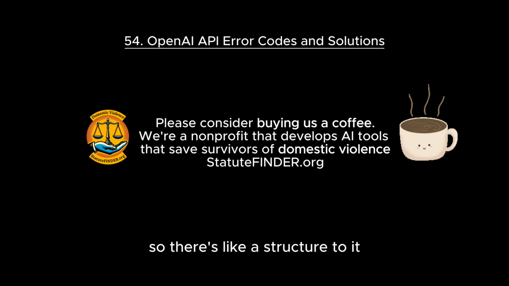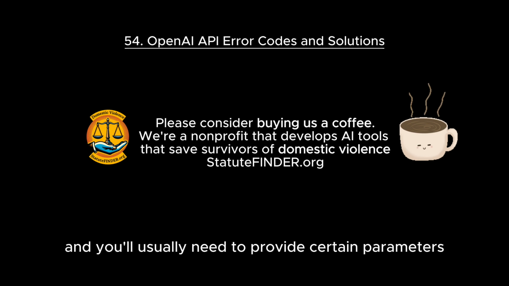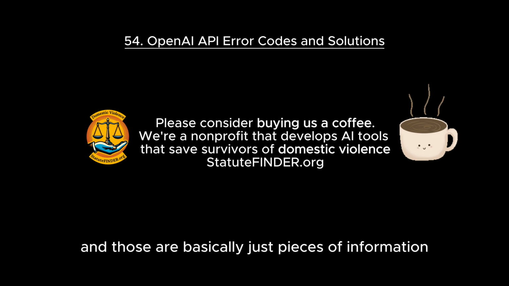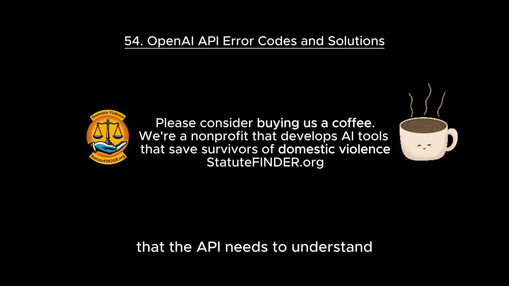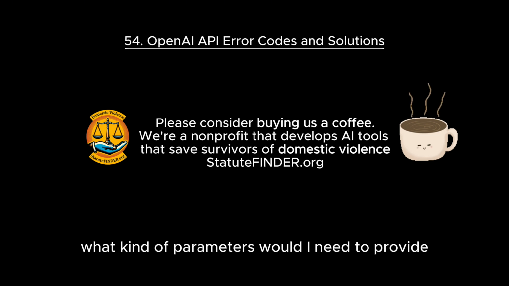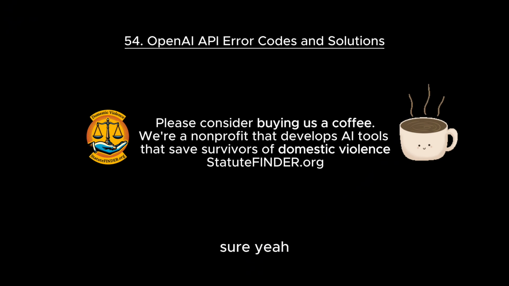Okay, so there's like a structure to it. Yeah, and you'll usually need to provide certain parameters in your request. Okay. And those are basically just pieces of information that the API needs to understand what you want it to do. But okay, can you give me an example? Like let's say I'm using that text generation endpoint. What kind of parameters would I need to provide? Sure, yeah.